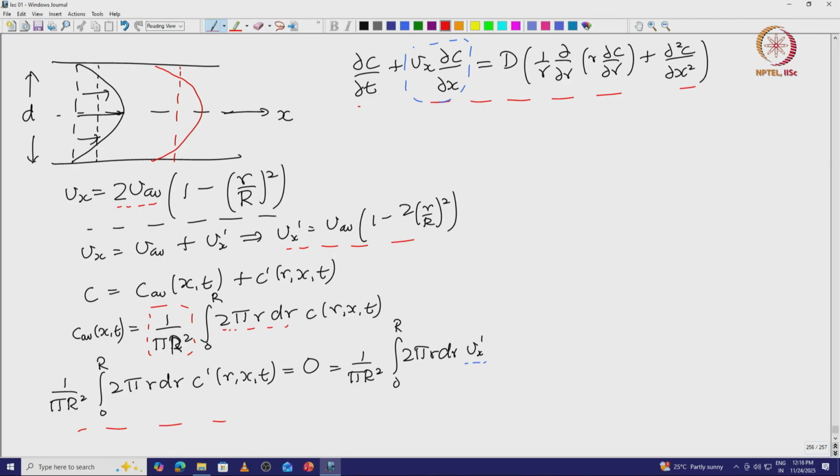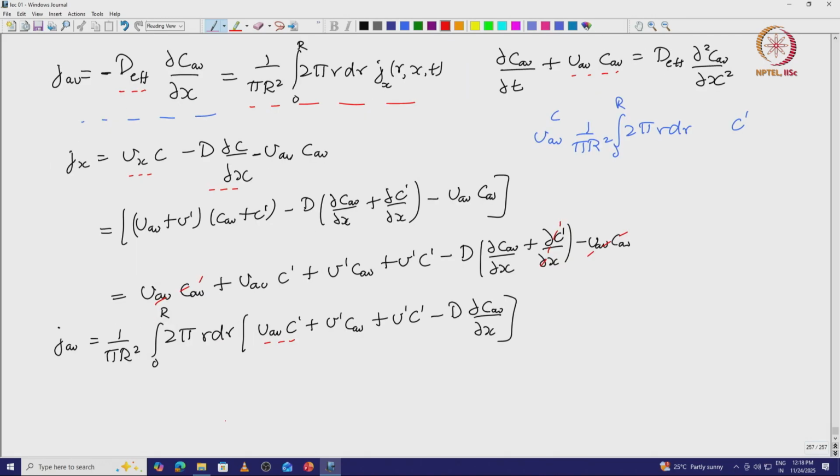Okay. Therefore, this term is equal to 0. And similarly, this V prime c average only depends upon x and t, it does not depend upon r. So, once again c average can also be taken out and the integral of V prime has to be equal to 0. Any function that is linear in the fluctuating quantities, either V prime or c prime, has to be 0.